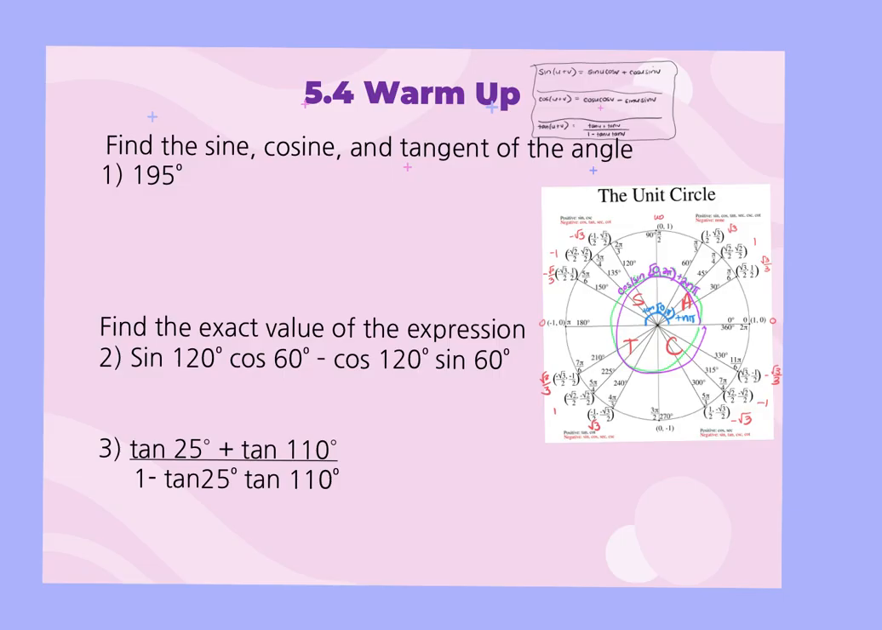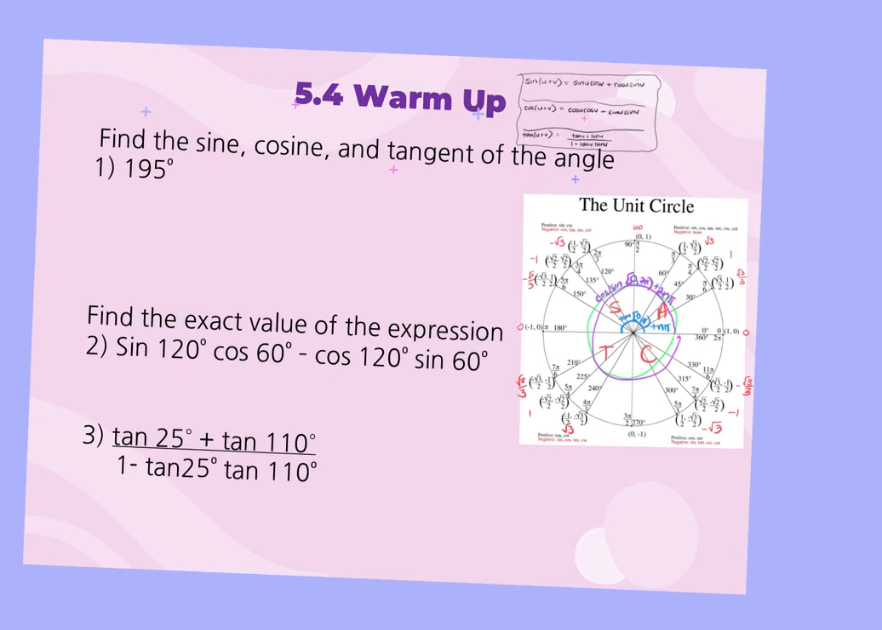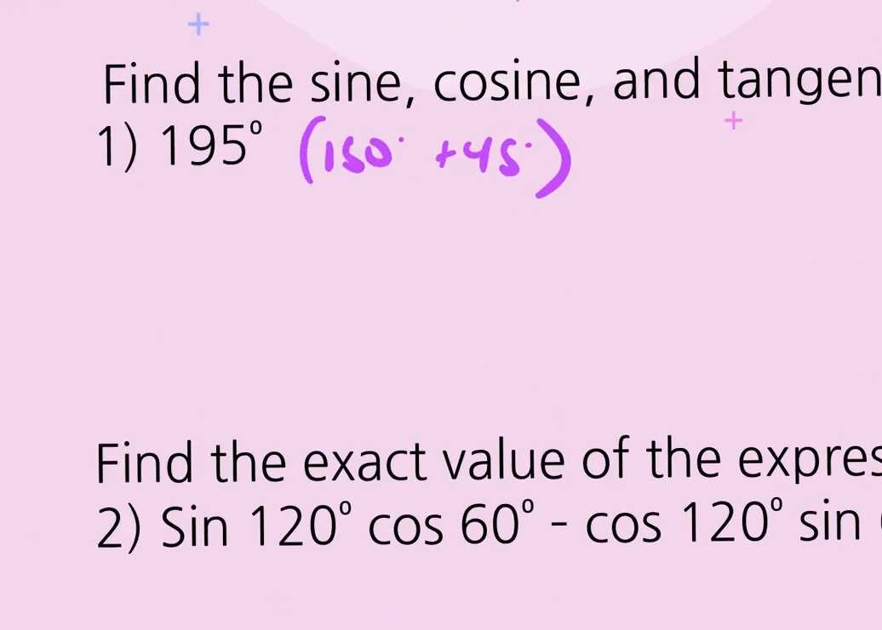Okay, so now given that, number 1 says find the sine, the cosine, and the tangent of the angle, and it just gives you the angle already added together. So if I needed to break this down into 2 angles, I can either find 2 that add up to it, or I can find 2 whose difference is 195. Give me an example of one of them. 150 plus 45. You could go 150 plus 45 or 45 plus 150, it doesn't matter. So 150 plus 45.